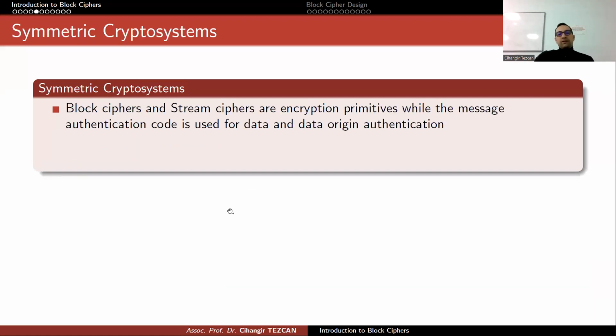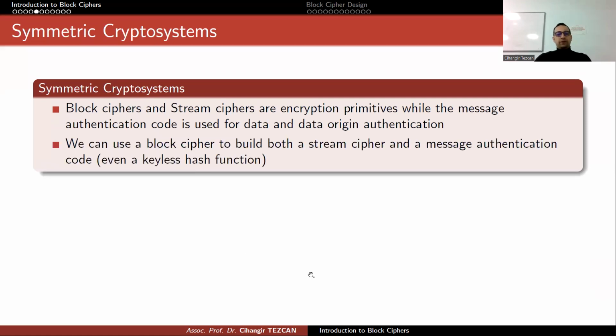Symmetric cryptosystems, block ciphers and stream ciphers are encryption primitives, while the message authentication code is used for data and data origin authentication. We can use a block cipher to build both a stream cipher and a message authentication code, or even a keyless hash function. I'm saying this because although there are many different areas, you can use one algorithm as the other one. So in order to understand all of these areas, you have to learn all of them independently, then rehash it again and then understand what is going on. Because some people are surprised to learn that you can turn a block cipher into a hash function. But actually it is not that hard.